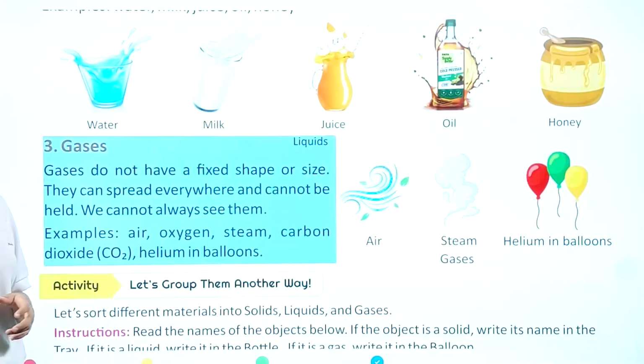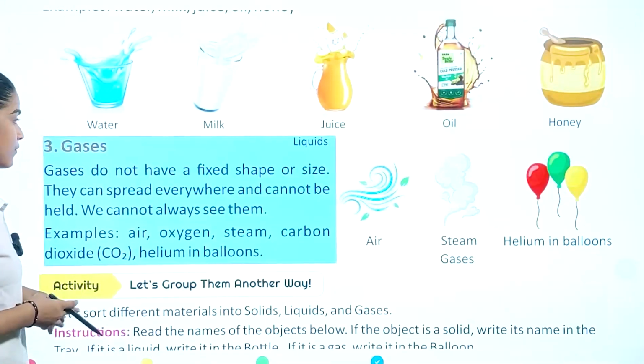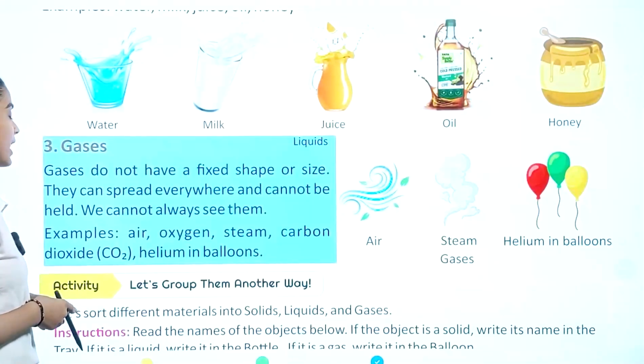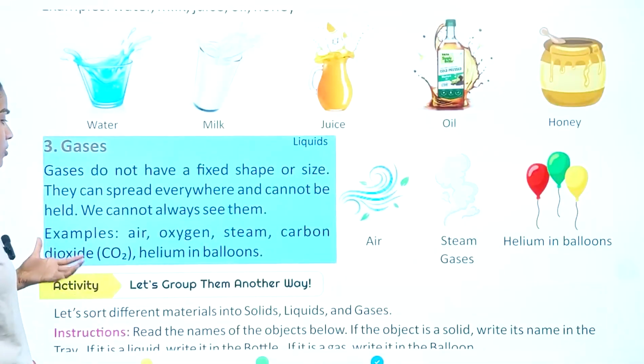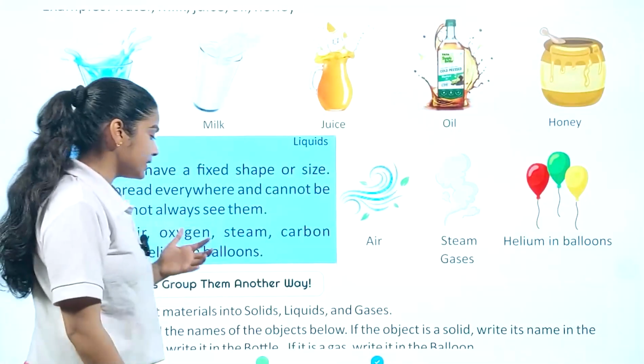Next, we have gases. Gases do not have a fixed shape or size. They can spread everywhere and cannot be held. We cannot always see them. Examples: air, oxygen, steam, carbon dioxide, helium in balloons.